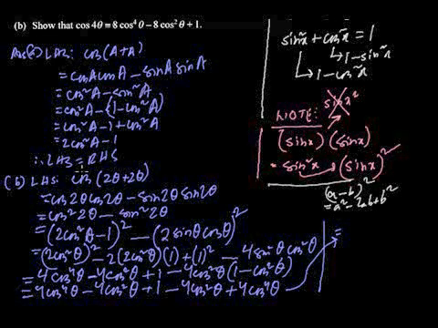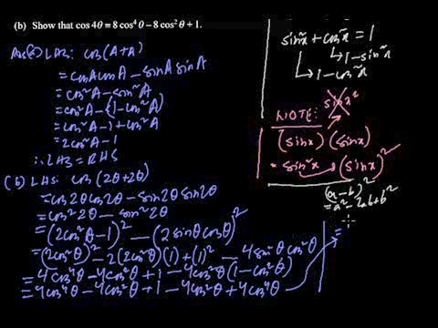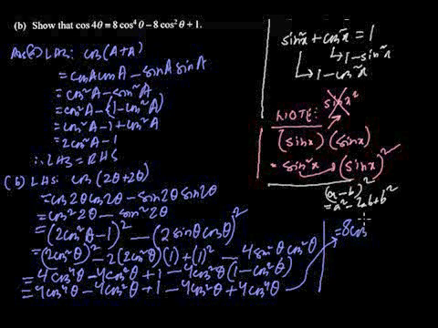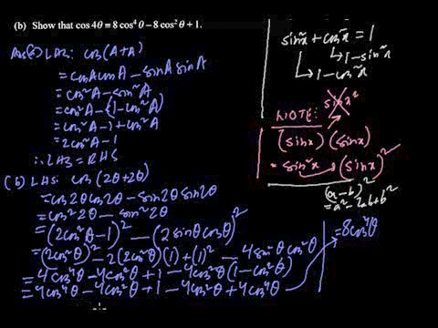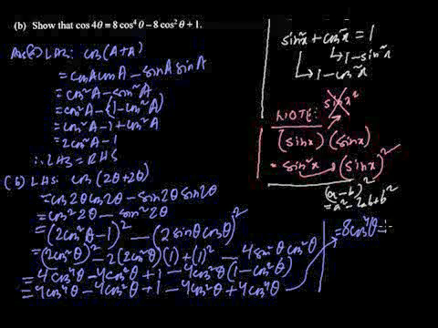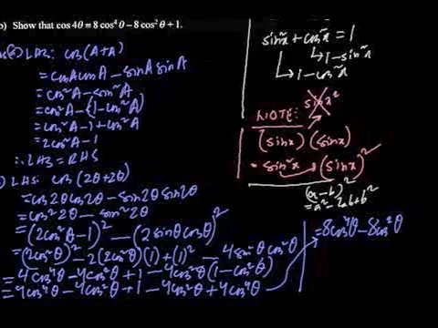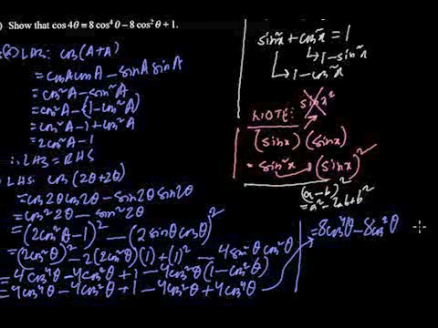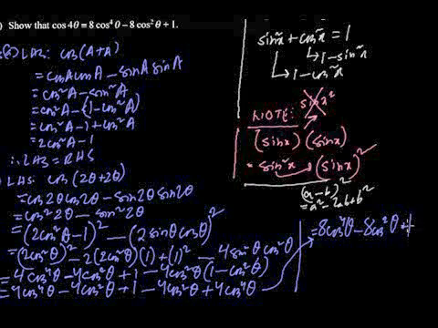we need 8 cos to the power 4 theta, so 4 cos to the power 4 theta plus 4 cos to the power 4 theta, 4 plus 4 is 8 cos to the power 4 theta, and we are going to get minus 4 cos square theta minus 4 cos square theta is going to be minus 8 cos square theta, and finally there is a plus 1, so we're going to write here plus 1.